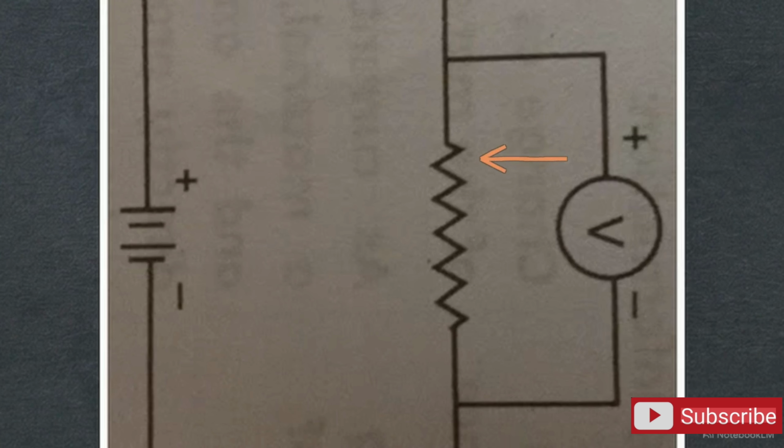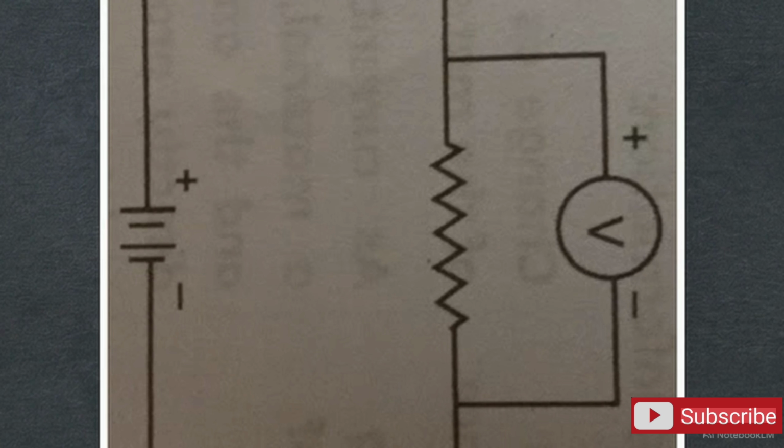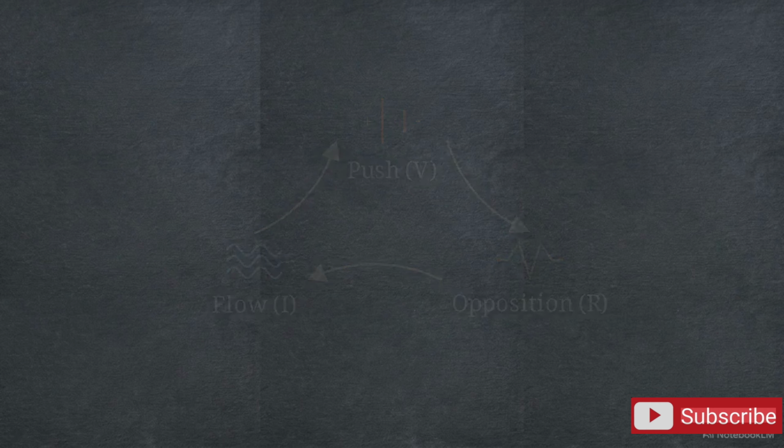Third is resistance, or R. This is the opposition to that flow. It acts like a narrow section in our water pipe, or the filament in a glowing light bulb, slowing the electrons down. Every circuit problem you face will simply ask you to calculate how these 3 elements, the flow, the push, and the opposition, interact with each other.